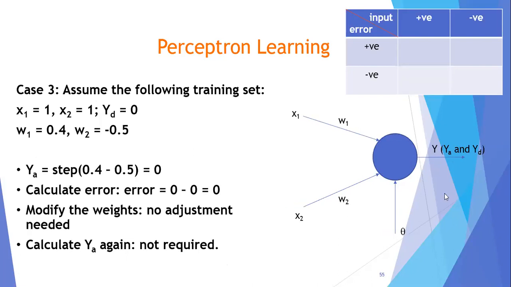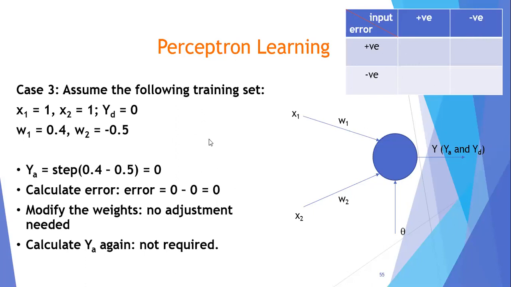Simple. Now, case 3. We are setting x1 at 1, x2 at 1, the desired value is 0, and we are choosing different weights. So we say w1 is 0.1, w2 is minus 0.5. We follow the same steps here. We get the actual value is step of 1 times 0.4 plus 1 times minus 0.5. So you get step of minus 0.1, which is 0. So your desired value is 0, your actual value is 0, your error will be 0, so you don't need to adjust anything, and you don't need to calculate y again because you've not made any changes to your weights. So you're happy here, you're not dealing with any requirements.